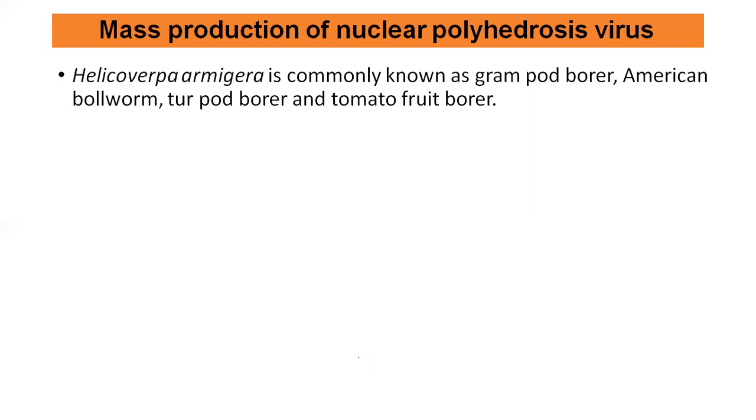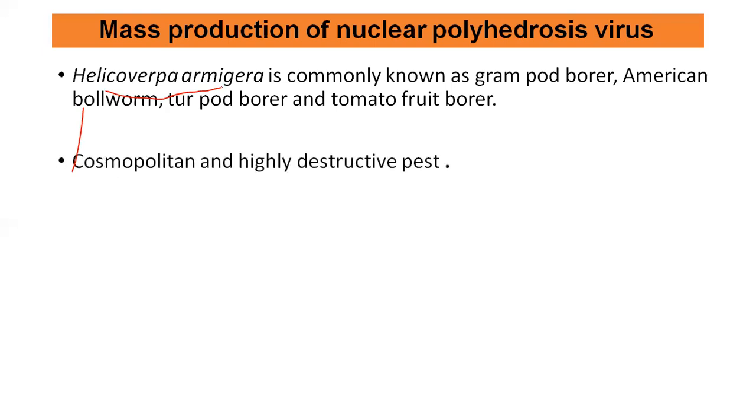So firstly, what does HNPV mean? Helicoverpa nuclear polyhedrosis virus, that is HNPV, and this HNPV is commonly used against gram pod borer, American bollworm, tur pod borer, and tomato fruit borer. These are very severe pests, known as polyphagous pests, whose scientific name is Helicoverpa armigera. This Helicoverpa armigera is a highly destructive pest. That's why, if we want to control this pest, we get the best result by using this HNPV.